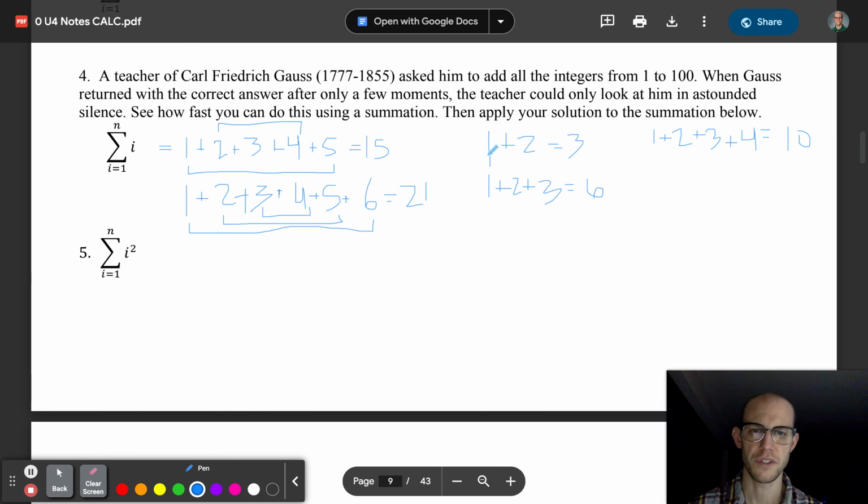Here, first and last add to 3. Here, first and last add to 4. And that middle term is half of it. And here we have add to 5, add to 5. So let's start making a table of all this.